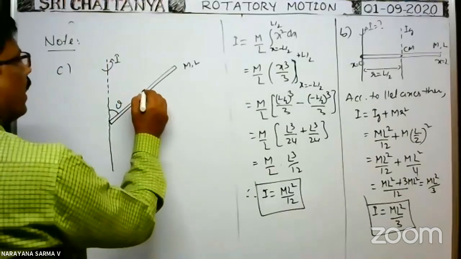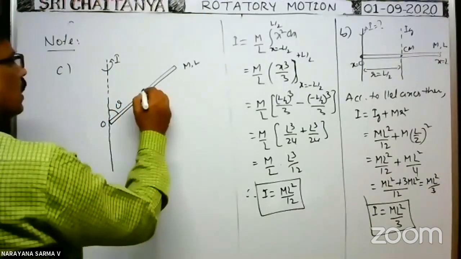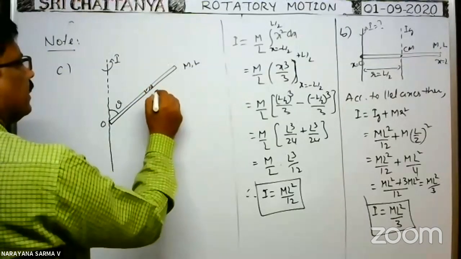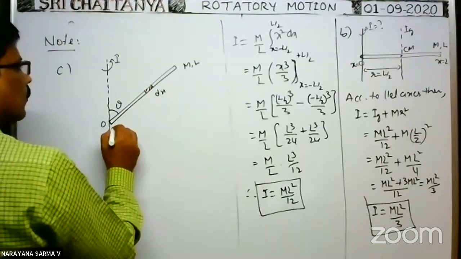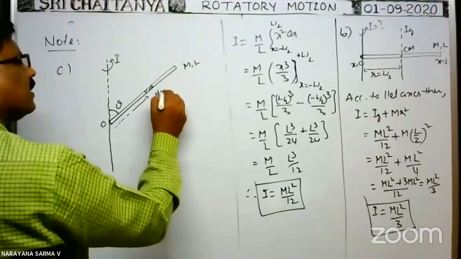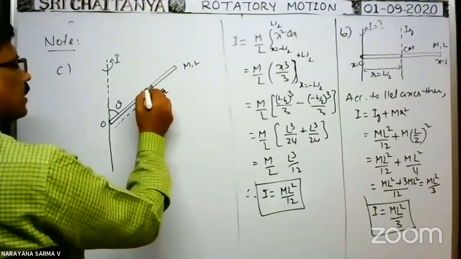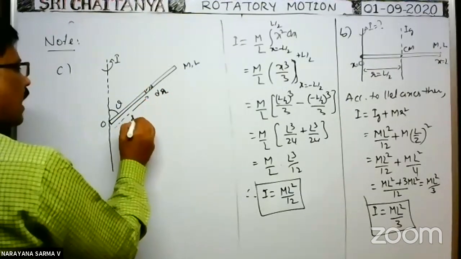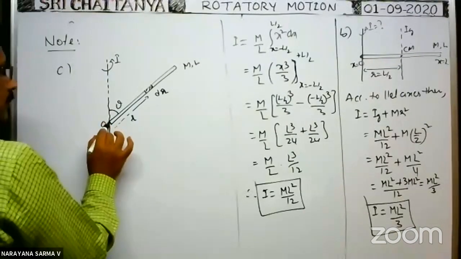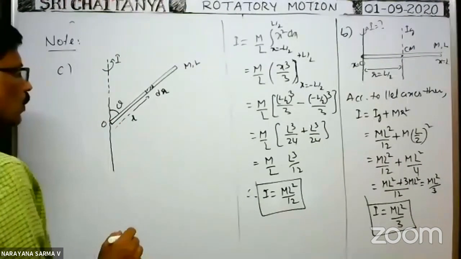For this, you imagine one small element. Here, this is the origin. You imagine a small element here having length dx. This length is say x, or we can take this as r, dr. dr is the length of the element. This element is at a distance r from this end, or from O.